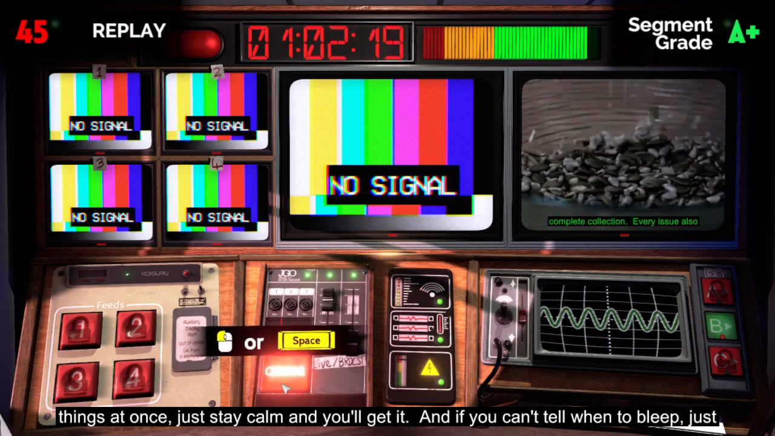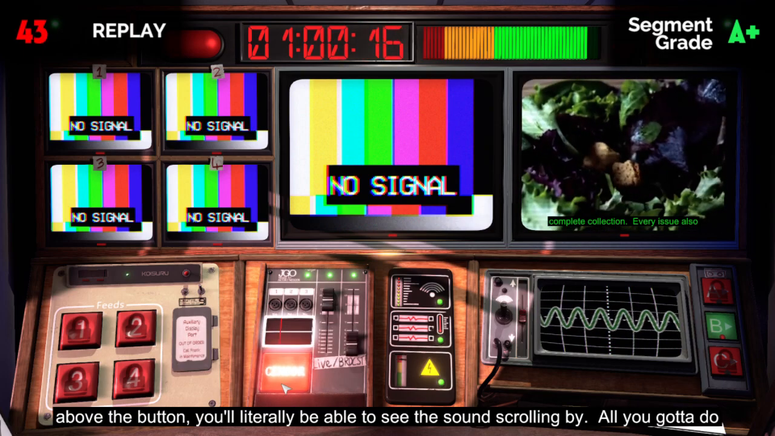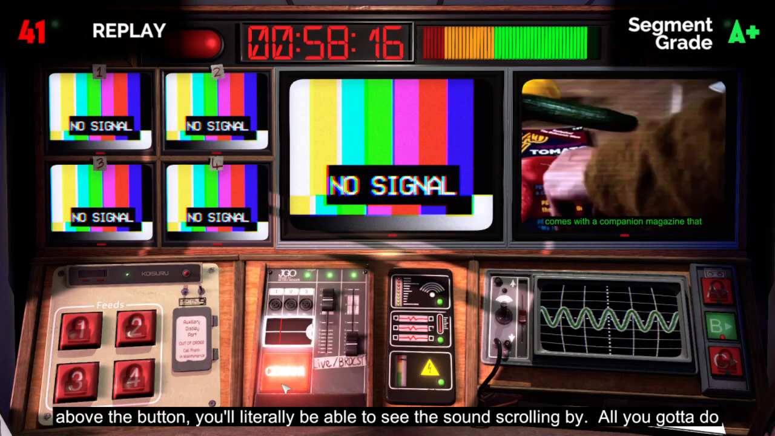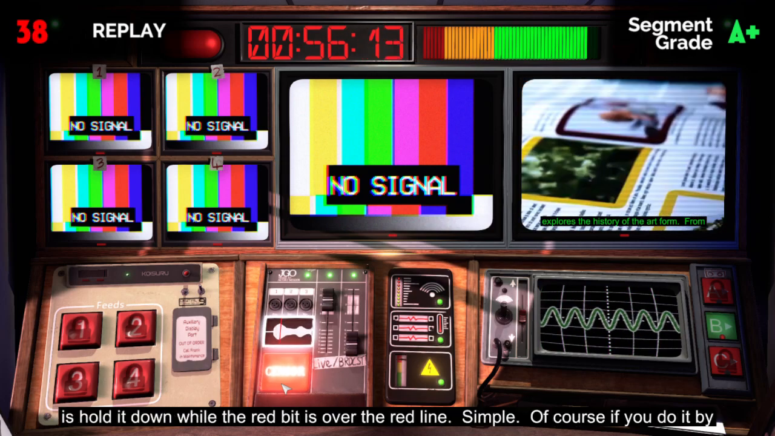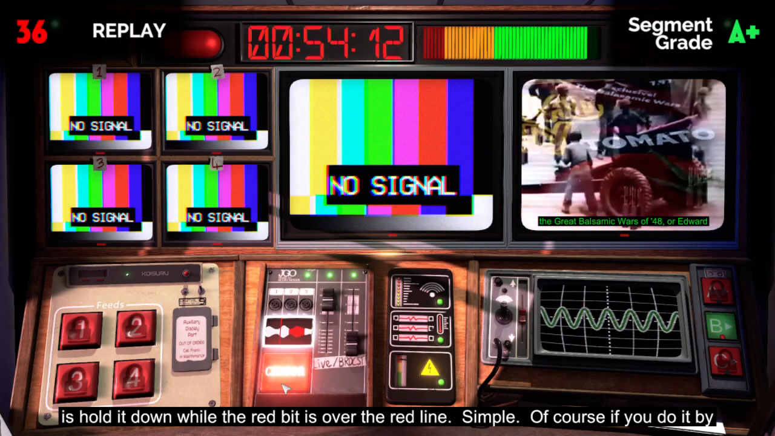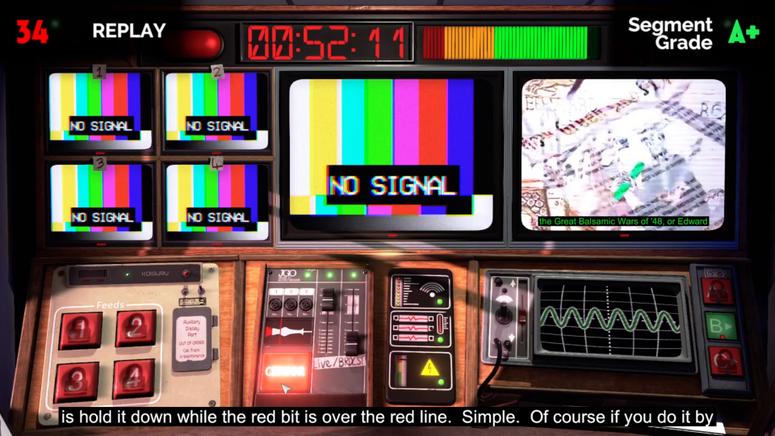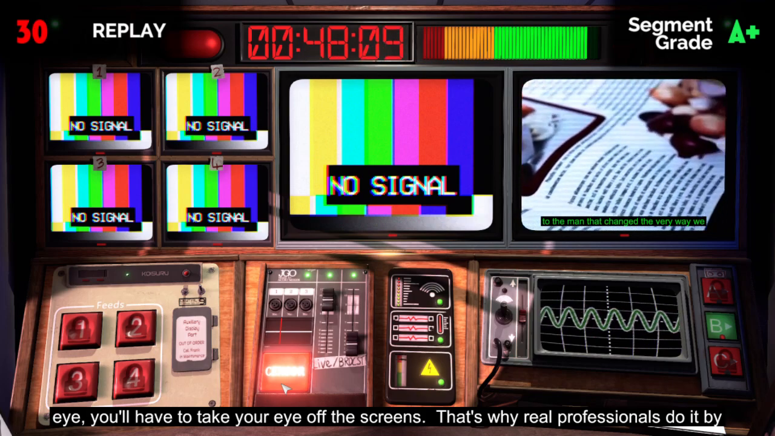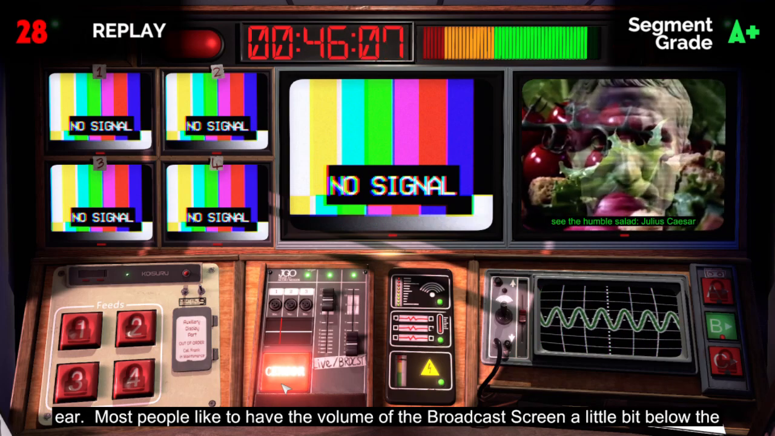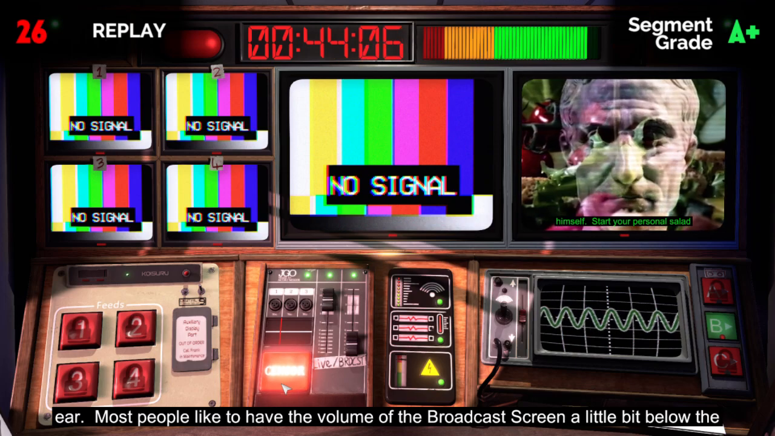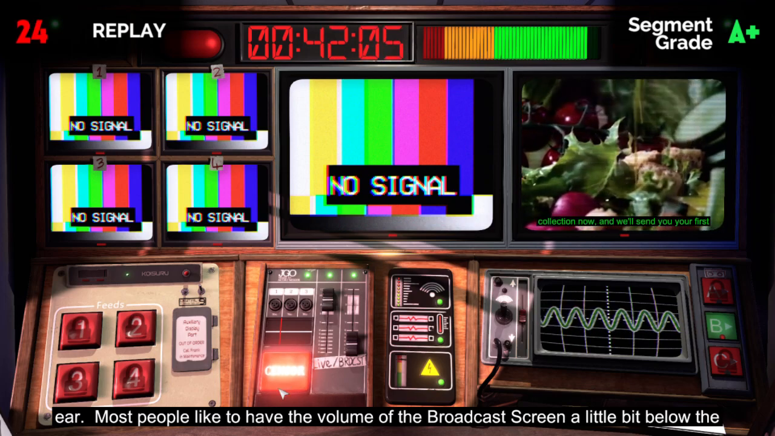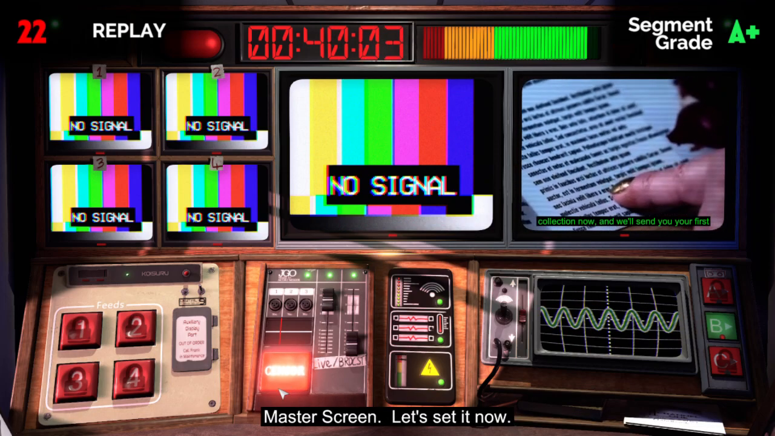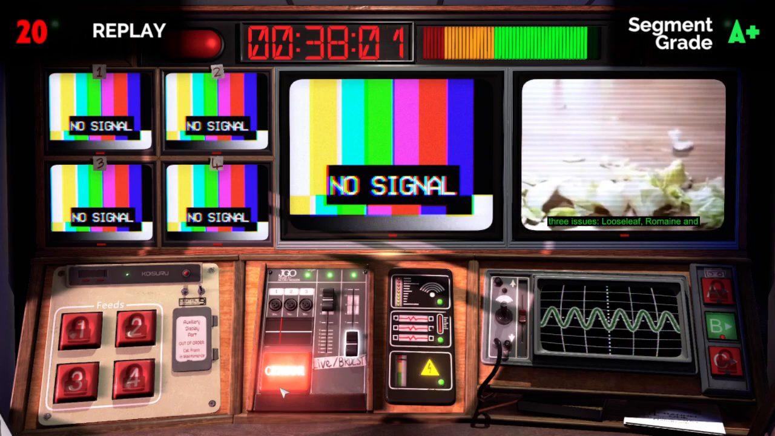And if you can't tell when to bleep, just above the button, you'll literally be able to see the sound scrolling by. All you got to do is hold this down while the red bit is over the red line. Simple. Of course, if you do it by eye, you'll have to take your eye off the screens. That's why real professionals do it by ear. Most people like to have the volume of the broadcast screen a little bit below the master screen. Let's set it now.